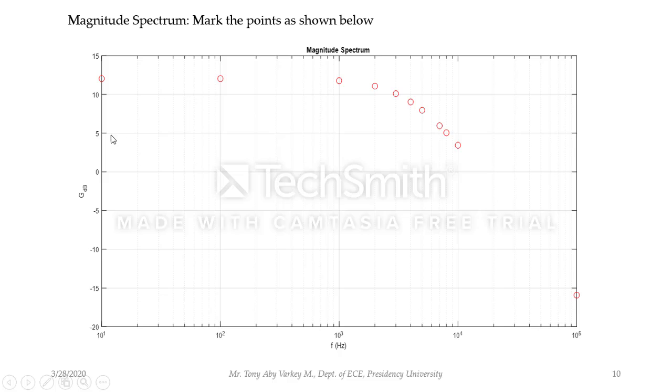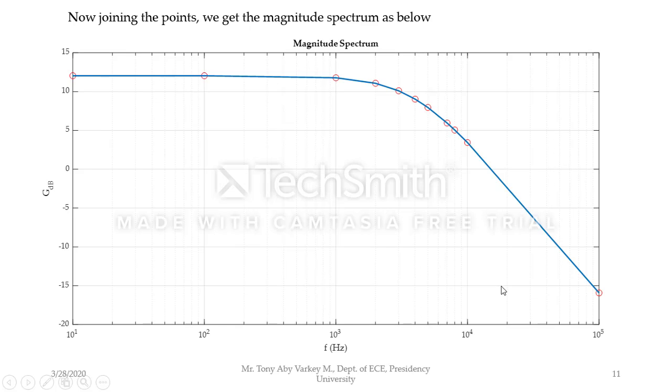So at 10, what was the gain in dB? 12.04. At 100 it was 12.04. At 1000 whatever value, like that I have marked the values in circles, all the gain values. Now you just have to join those points and you will get the magnitude spectrum. So you can see that it is a low pass filter, correct? Low pass filter, which will pass the low frequencies and it will stop the high frequencies.